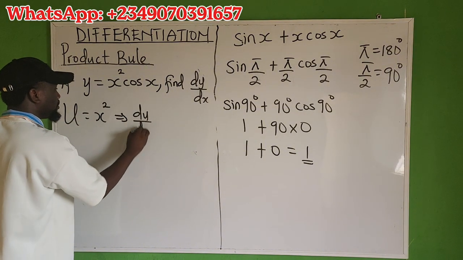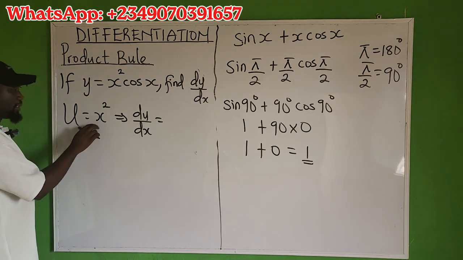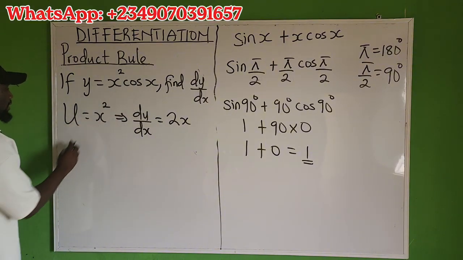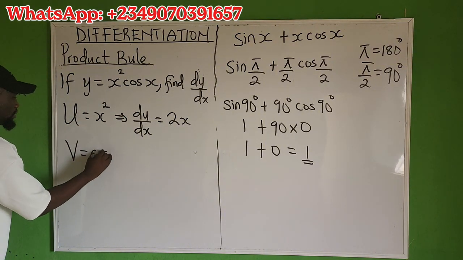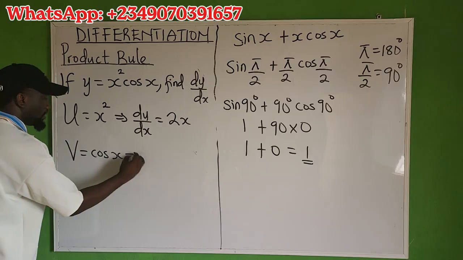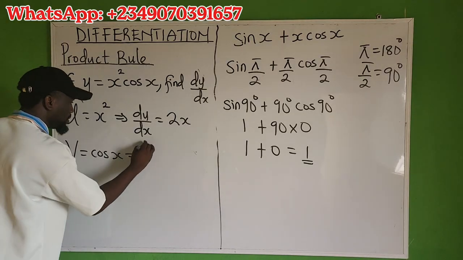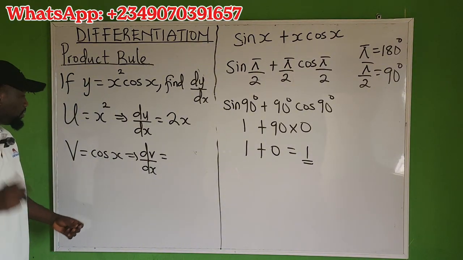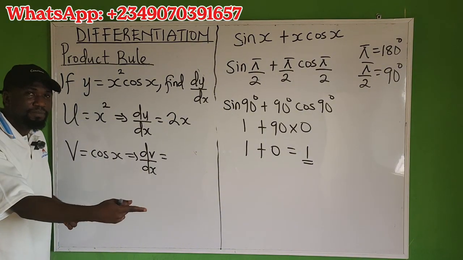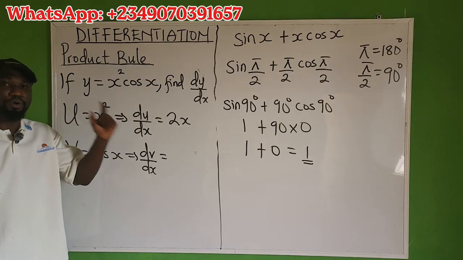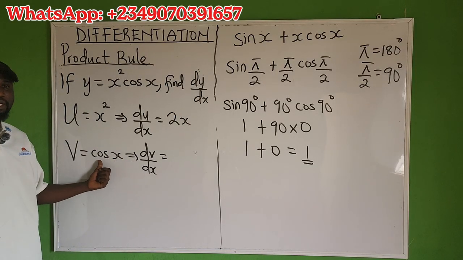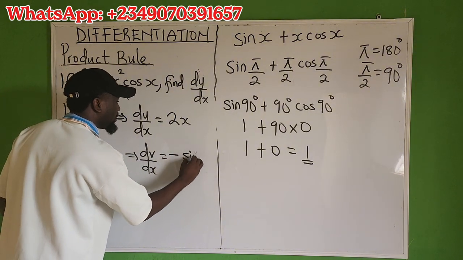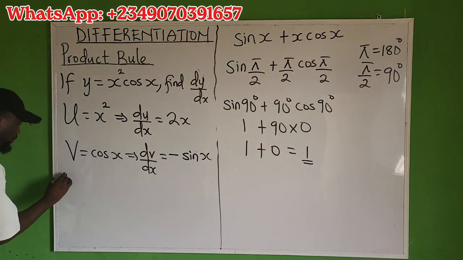Du over dx now gives us what? Differentiate this, and that will give us 2x. Then cos x now is our v. Then look for dv over dx. dv over dx will give us what? I said that earlier. If you are differentiating sine x, it's going to give you cos x. But for cos x now, you are going to have minus sine x.